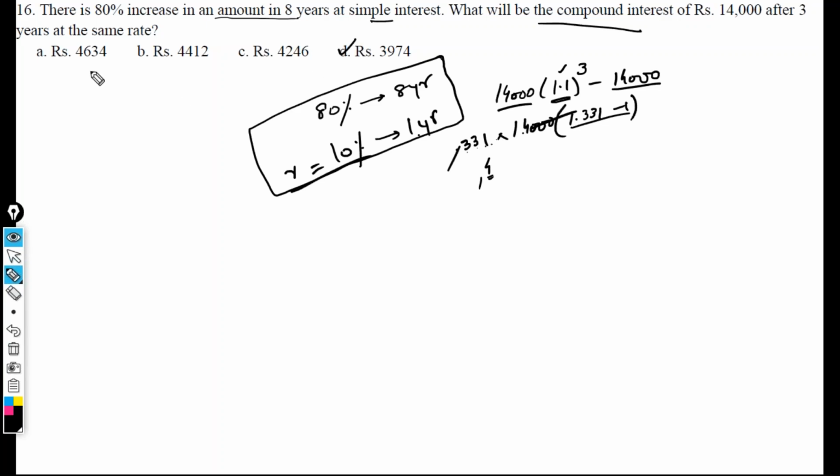There are two answer options, out of which one is my answer. I know 14 into 3 is 42, so this can't be my answer. My answer is going to be option A. So again, you need not multiply the entire value.